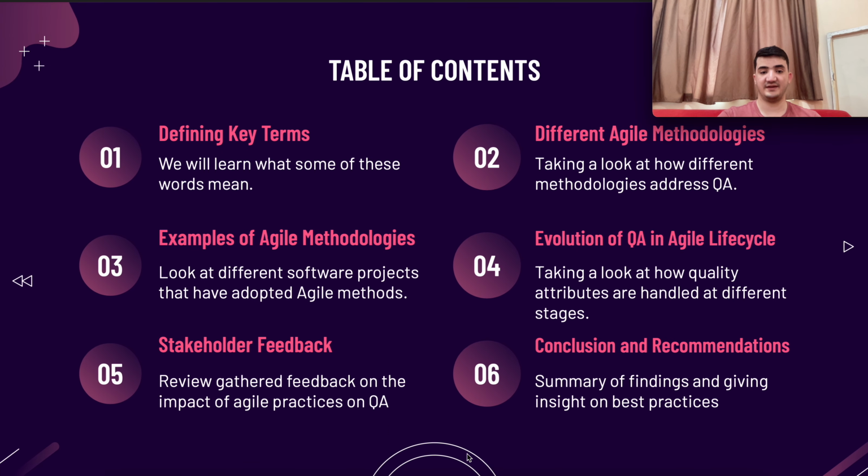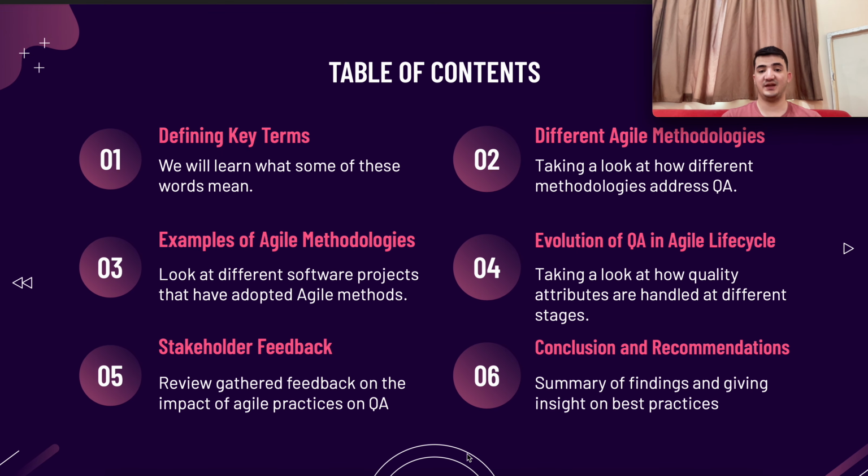So what are we going to look at today? First, we're going to define some key terms, then we're going to go over different Agile methodologies and give examples of them, after which we'll look at the evolution of quality attributes in the Agile lifecycle, we'll review some stakeholder feedback, and finally, we're going to give a conclusion and some recommendations.